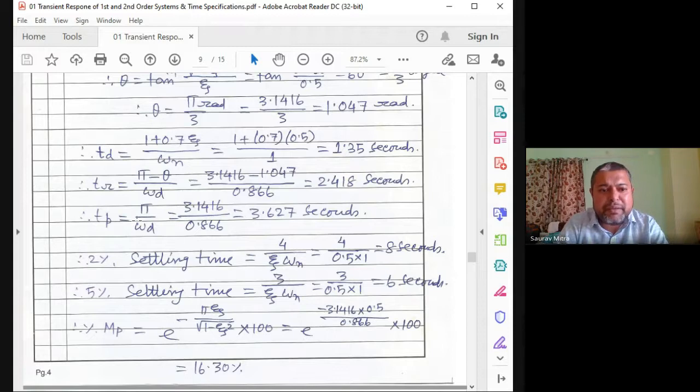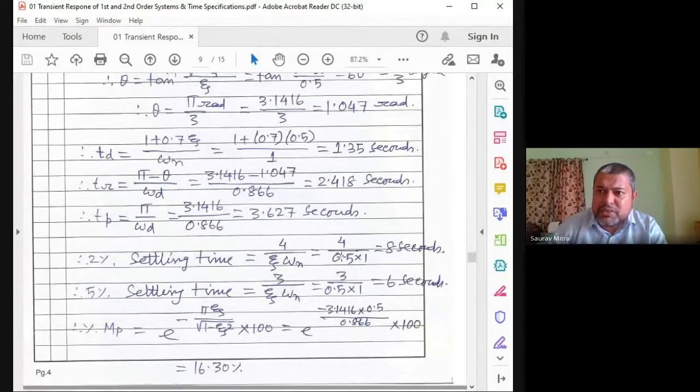So what is TP? Pi by omega d. So pi minus theta by omega d is TR, and pi by omega d is TP. That is 3.267. And you will find that all these amplitudes are increasing. Okay, 2% settling time I have found first, but actually I am supposed to find 5% settling time first. That is 3 by zeta into omega n. So zeta is 0.5, omega n is 1. This is 6 seconds.